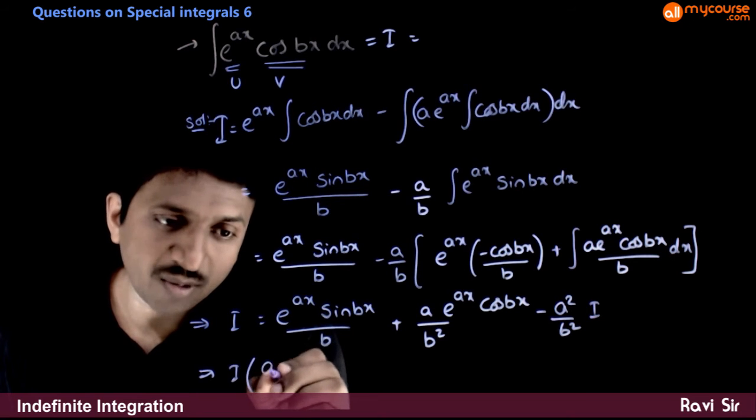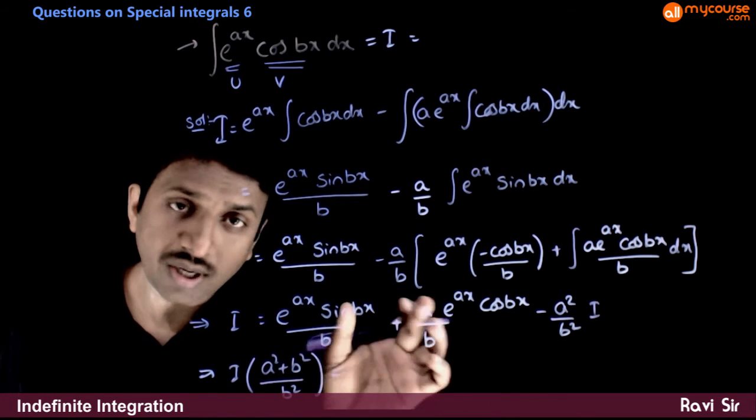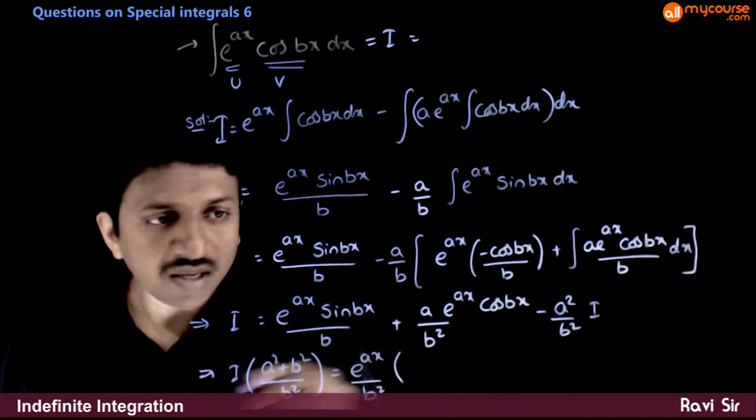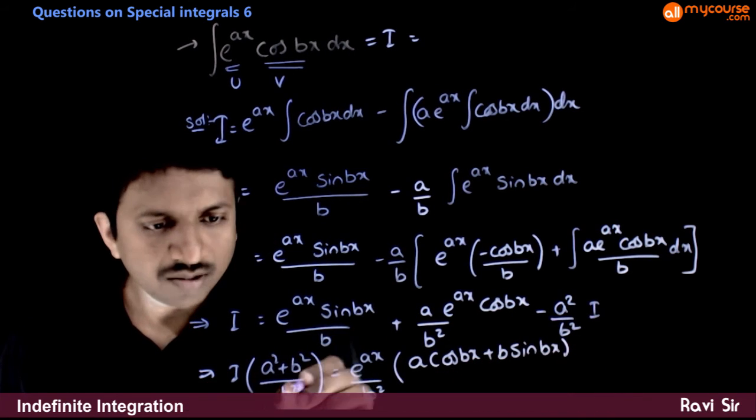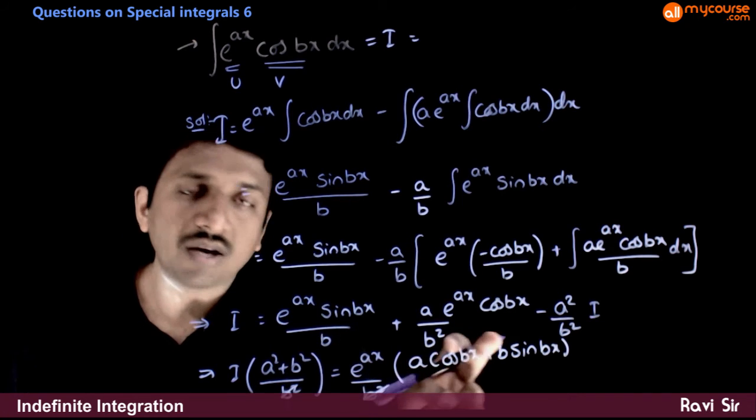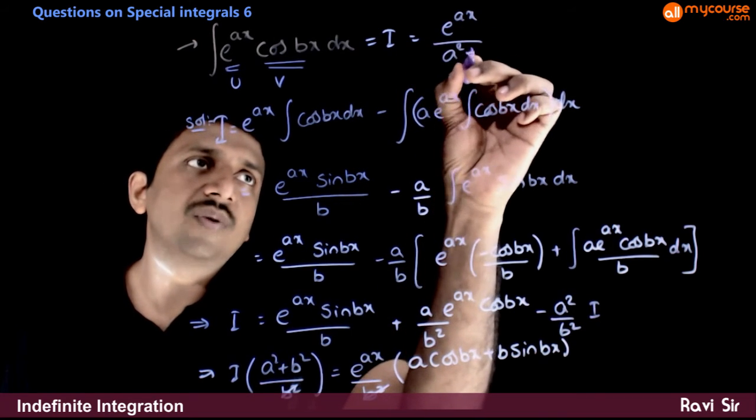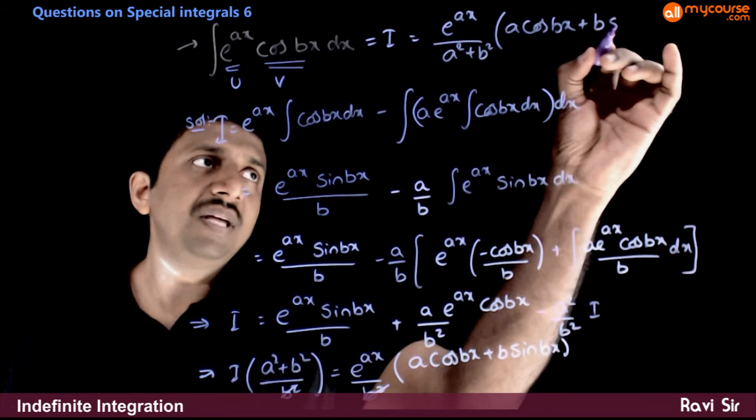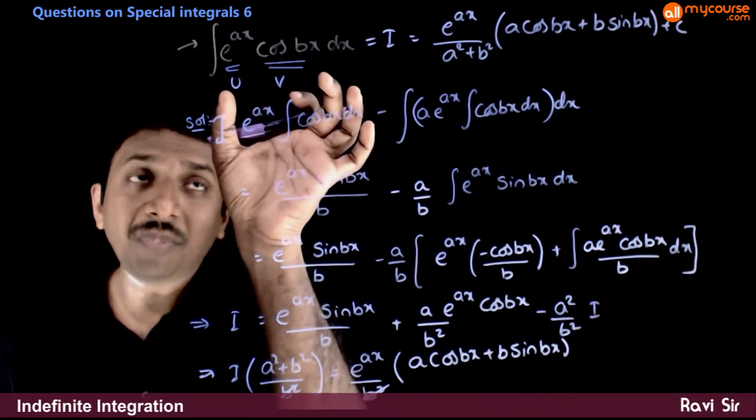I times 1 plus a square by b square is a square plus b square by b square, is equal to, these two terms have e power x common. If you take b square as the LCM, you have a cos bx plus b sin bx. So this b square and b square get cancelled. Hence I is equal to e power x by a square plus b square times a cos bx plus b sin bx. So this integral is equal to e power ax by a square plus b square times a cos bx plus b sin bx plus c. That's where the formula starts. So this will be the integration of e power ax cos bx.